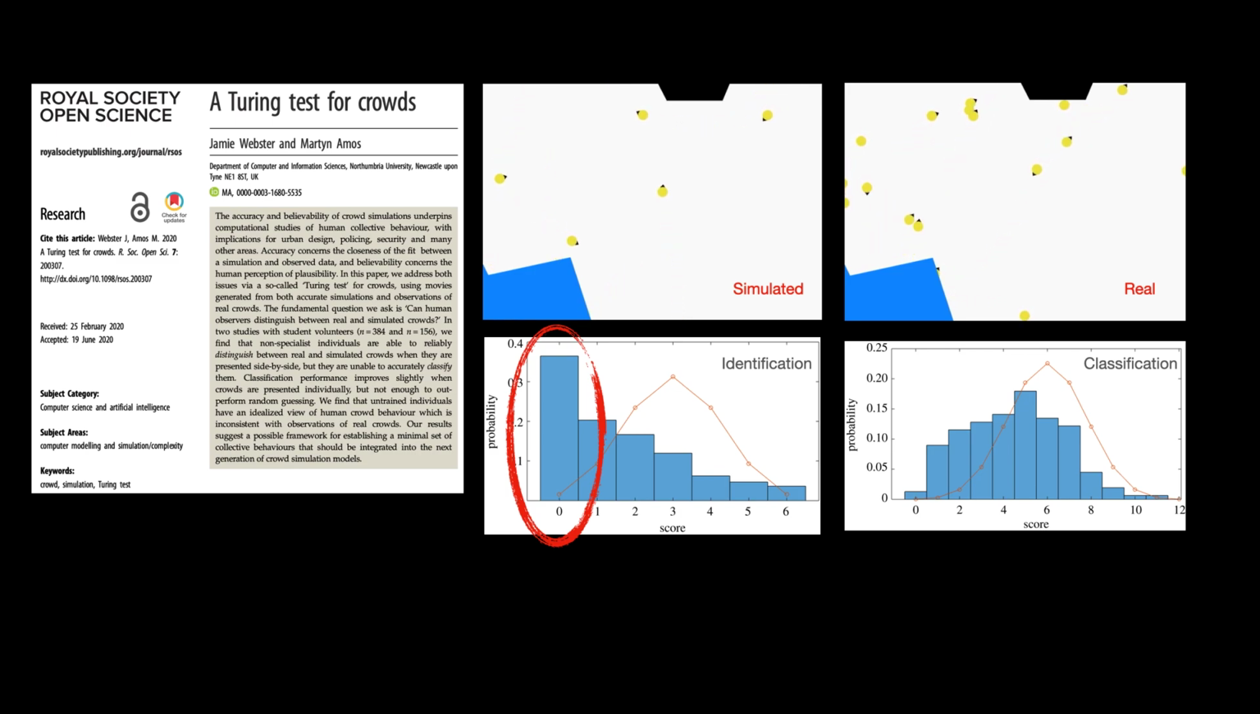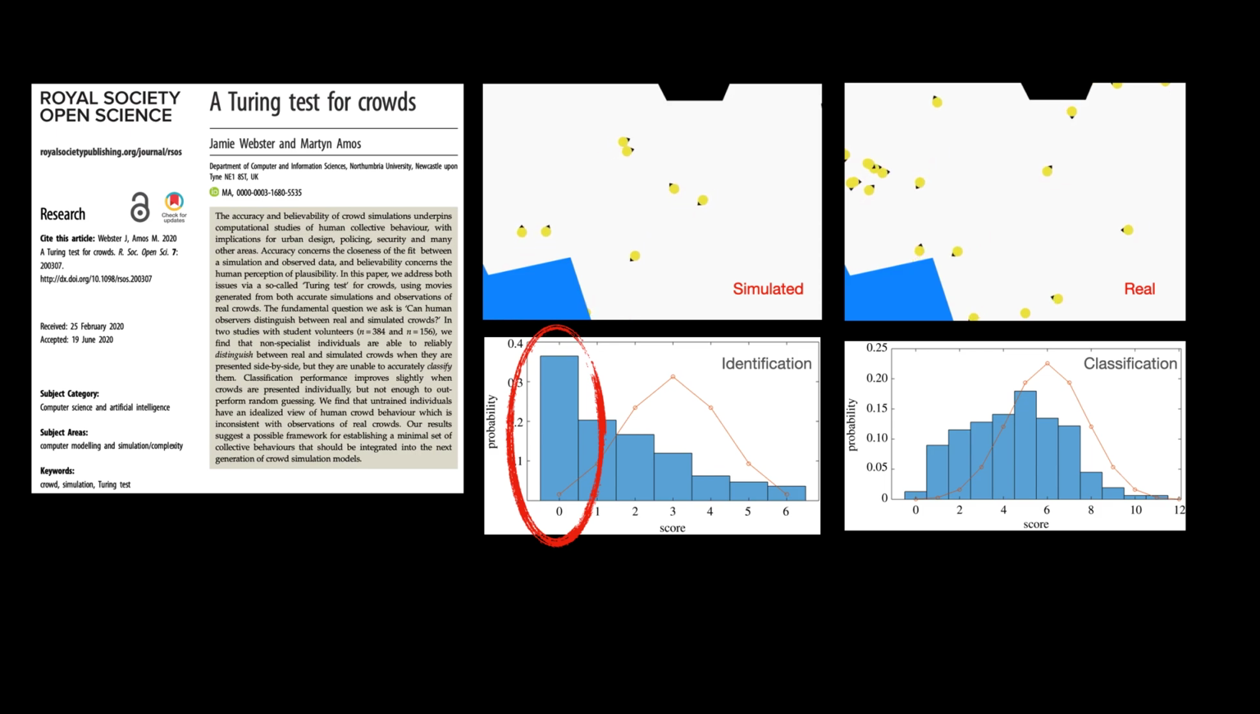Notably, when people were asked to choose between two movies, the most common score was 0. That is, a significant proportion of our participants were able to perfectly distinguish between or partition the real and simulated crowds, but they were totally unable to tell which was which.